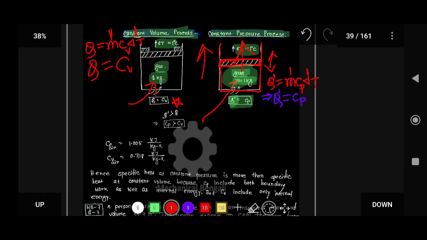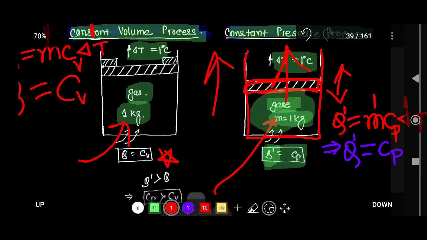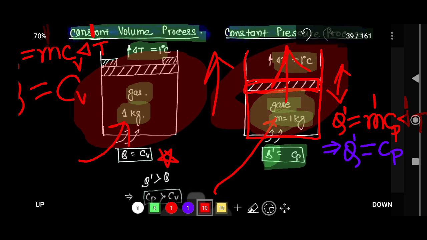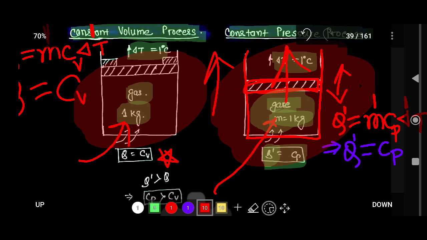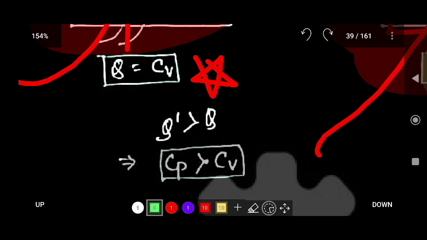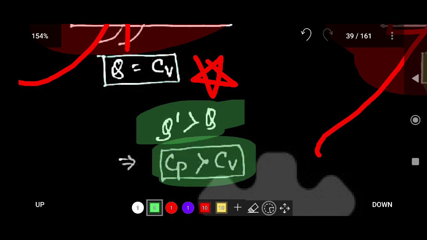So here, in the first system on the left side, that is the constant volume process, there is only an increase in internal energy. But on the right side, in the constant pressure process, the internal energy of the system also increases, and the piston goes upward. That means there is some boundary work. So that is why the value of Q dash is greater than Q. So that is why Cp is greater than Cv.